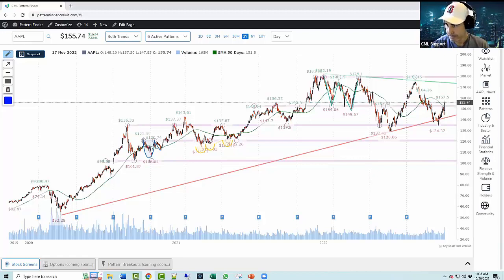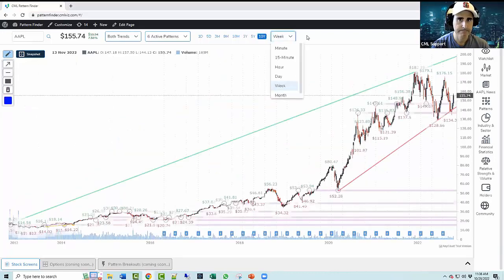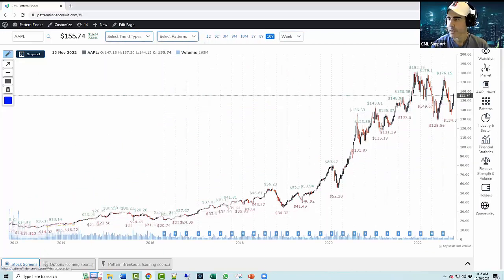Now let's do it. So here is the methodology. Okay. We'll take everything off. Let's just start with a chart. The methodology is long-term, medium-term, short-term. That is the order of operations.